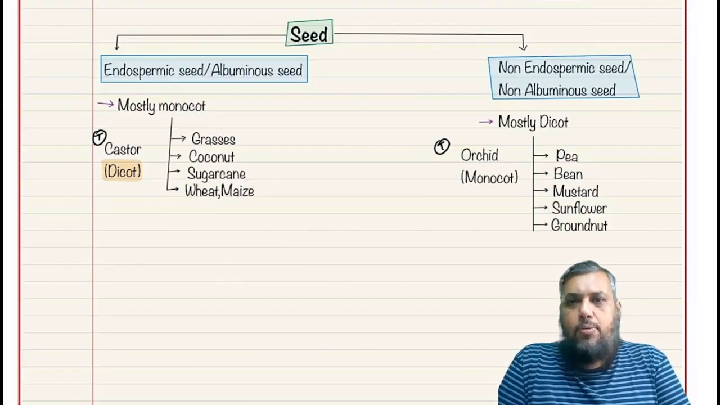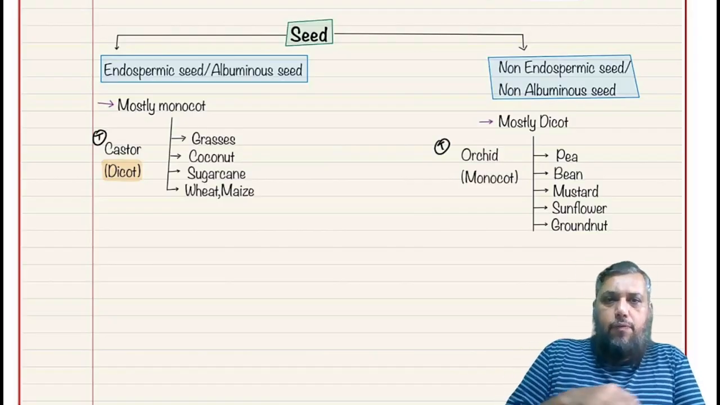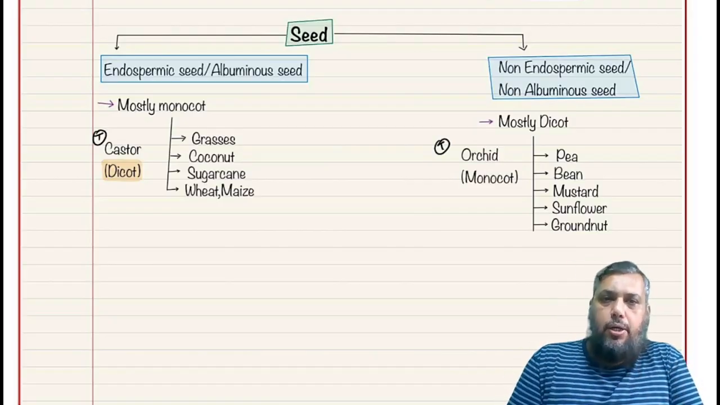Orchid is a monocot, and in it too you will see non-endospermic seeds. Examples of dicots that you have to remember are pea, bean, mustard, sunflower, groundnut. These are examples of the non-endospermic seeds. Whereas endospermic seeds are also called albuminous seeds. They're mostly found in monocots like grasses, coconut, sugarcane, wheat, and maize. Some dicots, like castor, show the presence of the albuminous or the endospermic seeds.